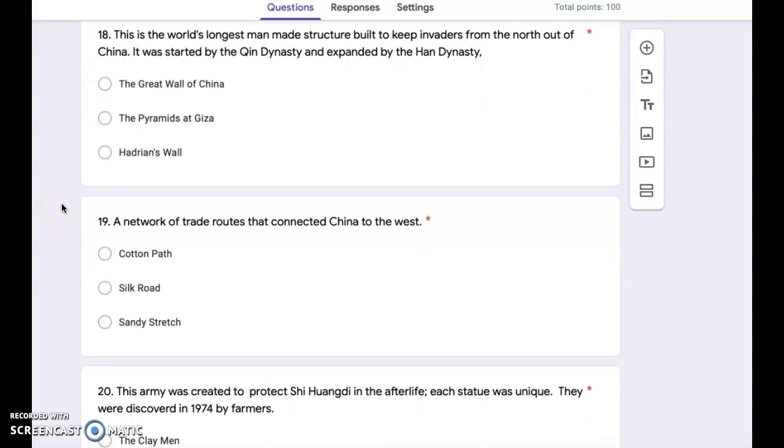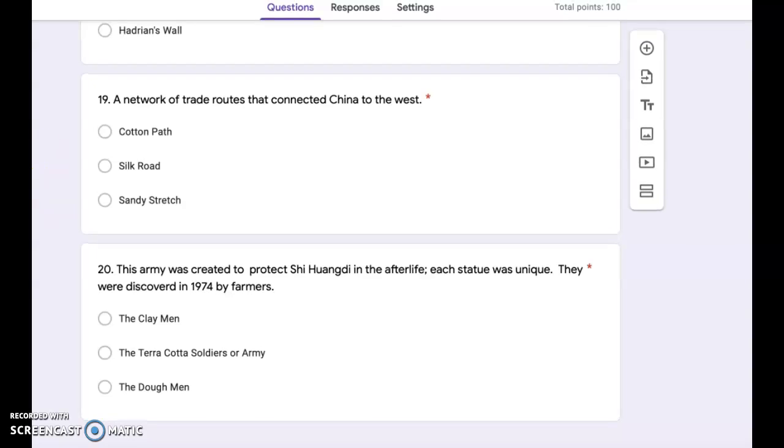Number 18, this is the world's longest man-made structure built to keep invaders from the north out of China. It was started by the Qin dynasty and expanded by the Han dynasty. The Great Wall of China, the pyramids at Giza, or Hadrian's Wall.